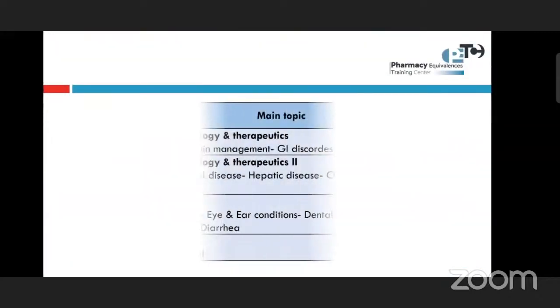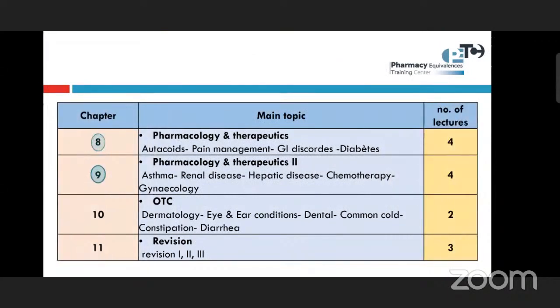Then after this, we will go back to the pharmacology with two chapters. One of them talks about autacoids, pain management, GI disorders, and diabetes. And the other talks about asthma, renal diseases, hepatic diseases, chemotherapy and organ transplantation, and gynecology. Those two chapters, covered by 8 lectures, will help you to answer the questions related to pharmacology in paper 1 and therapeutics in paper 2.